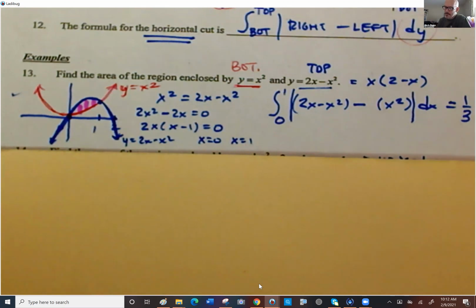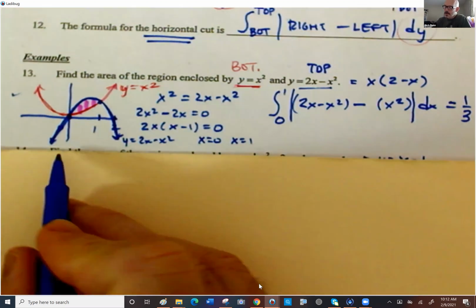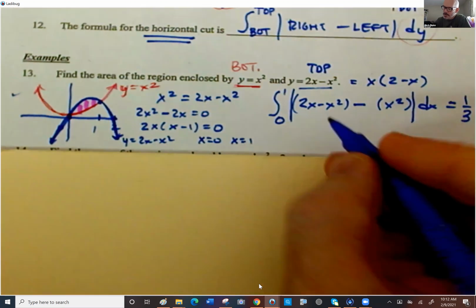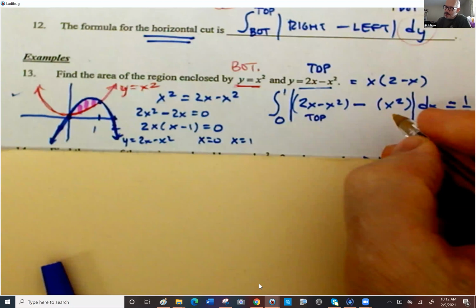Okay, so we got our sketch out of the way. It's pretty clear that we've got a top function, the upside down parabola, minus a bottom function.